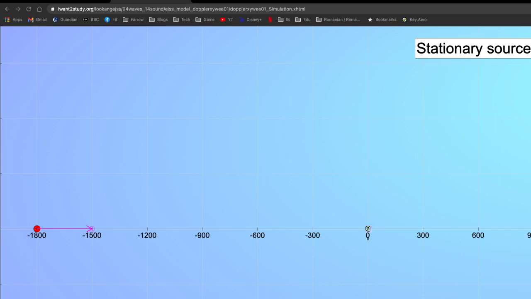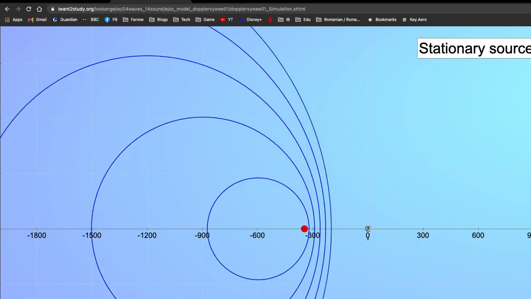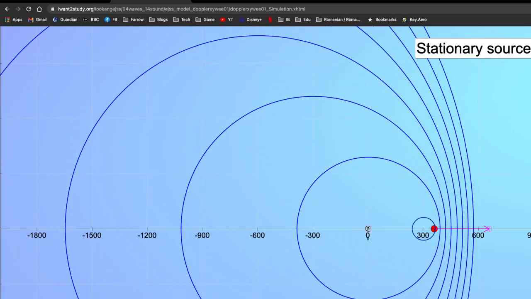If I press play, then the source of waves is moving along. And let me just pause it. And so it's emitting a wave. It's actually emitting a wave every second as it moves. And those waves are travelling away. But the source itself is travelling a significant fraction of the speed of the waves. And therefore, in front of the source, those waves get compressed. They get squeezed closer together.